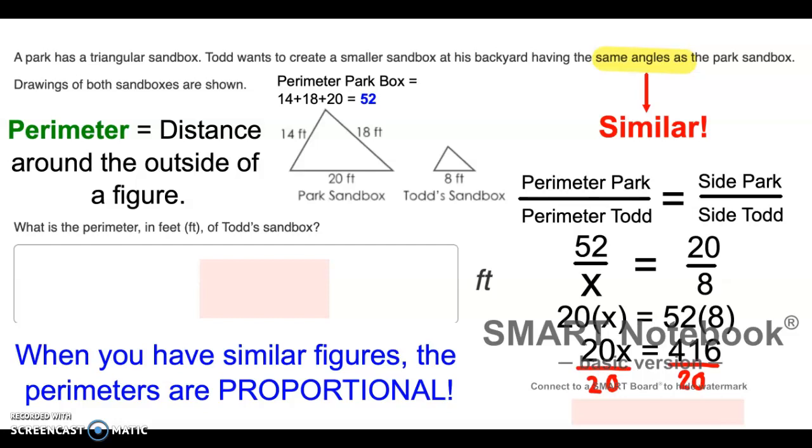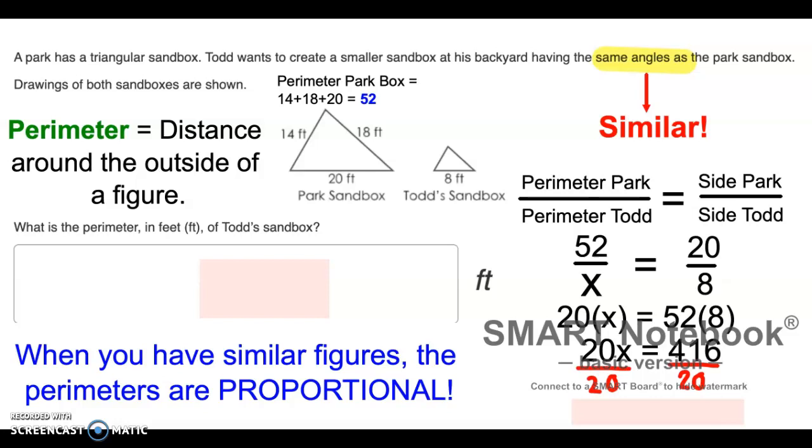Alright, this problem says a park has a triangular sandbox. Todd wants to create a smaller sandbox at his backyard having the same angles as the park sandbox. Drawings of both sandboxes are shown. What is the perimeter in feet of Todd's sandbox?